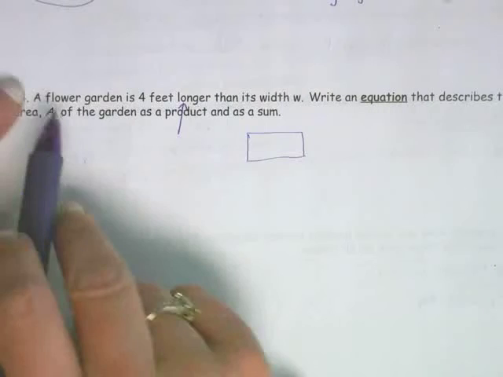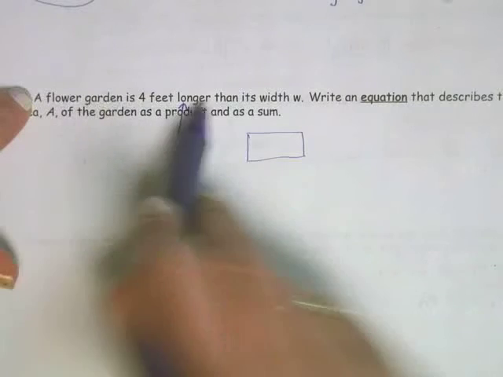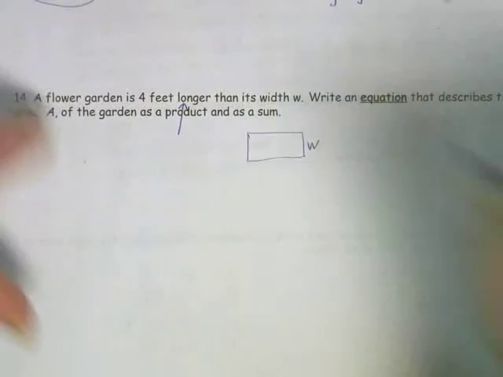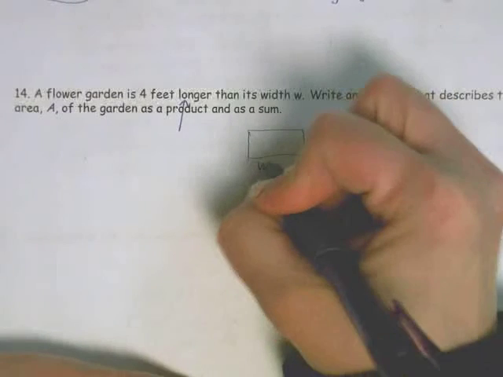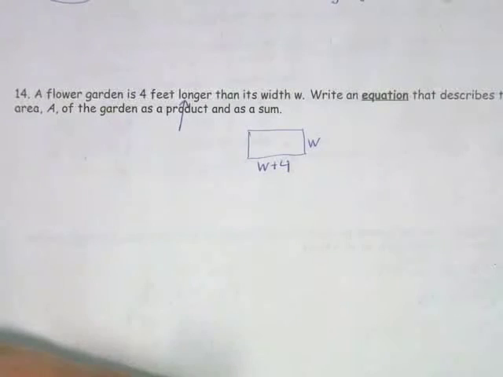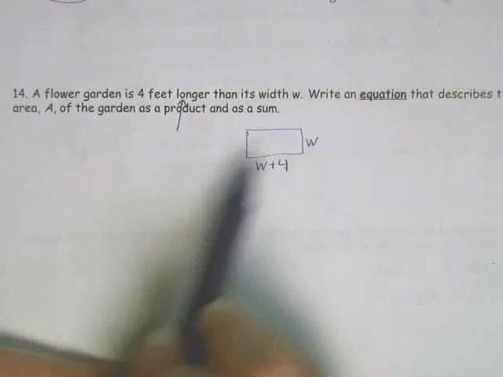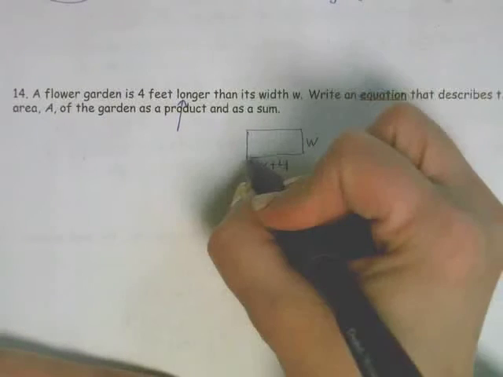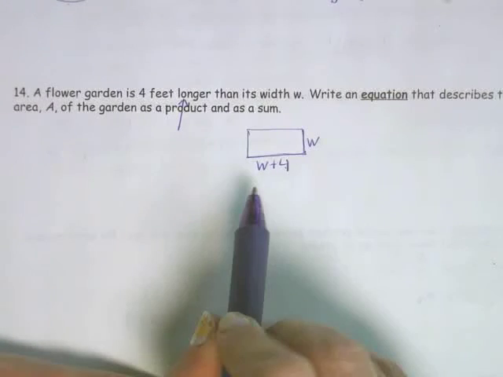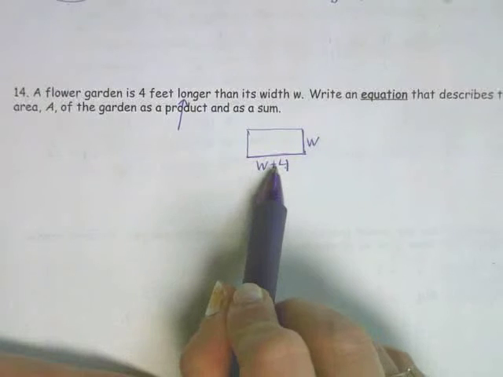So this is supposed to be the length of a flower garden, right? It's 4 feet longer than the width. We know the width. We don't know the length, but we know that it's 4 feet longer than the width. 4 more than W. How do we write the area of that garden? Okay, couldn't we just do length times width? But we don't know the length. We know it's 4 longer than the width.